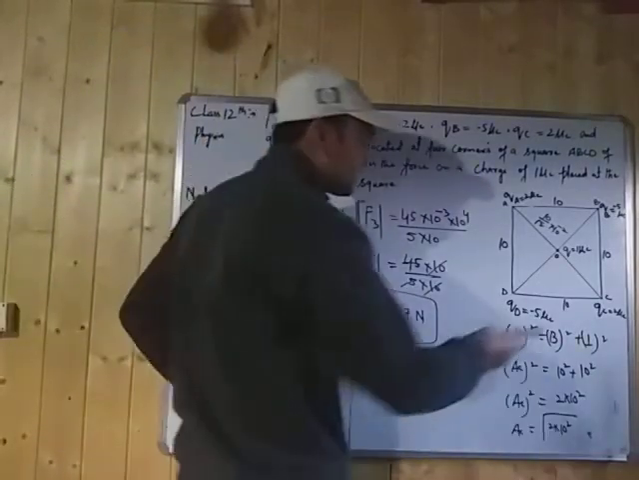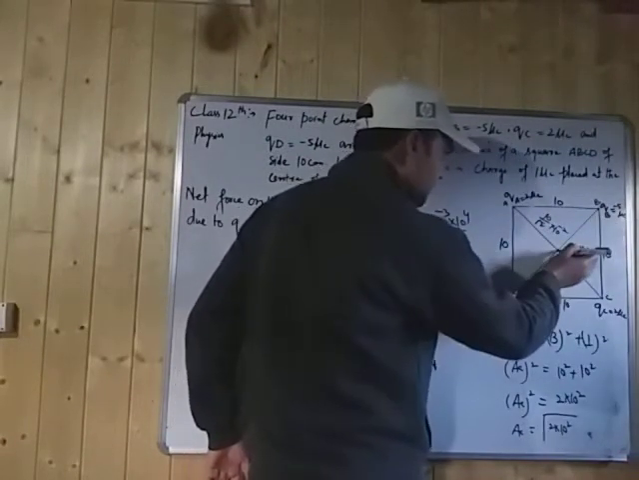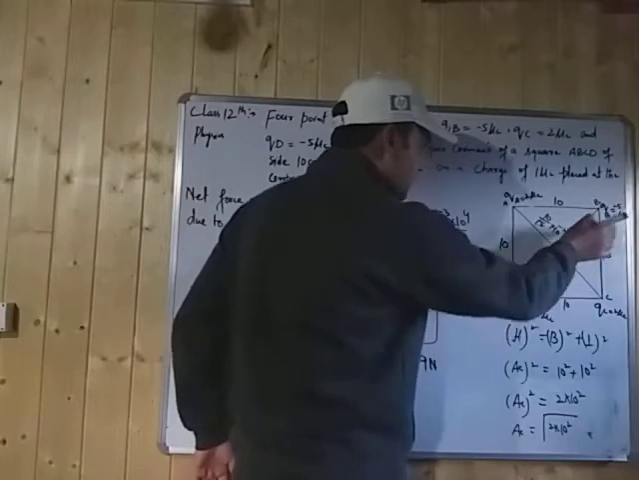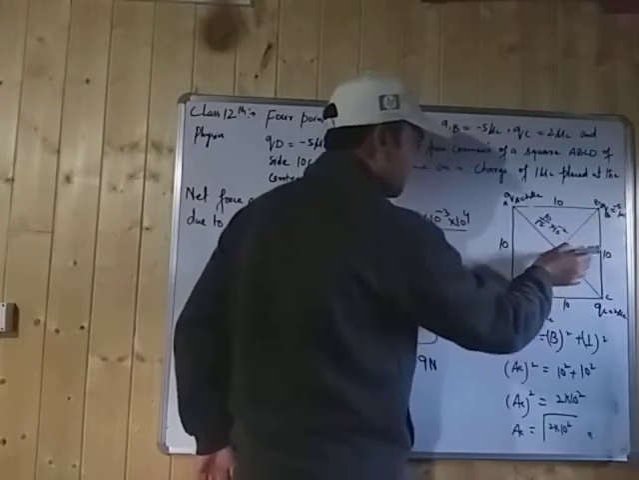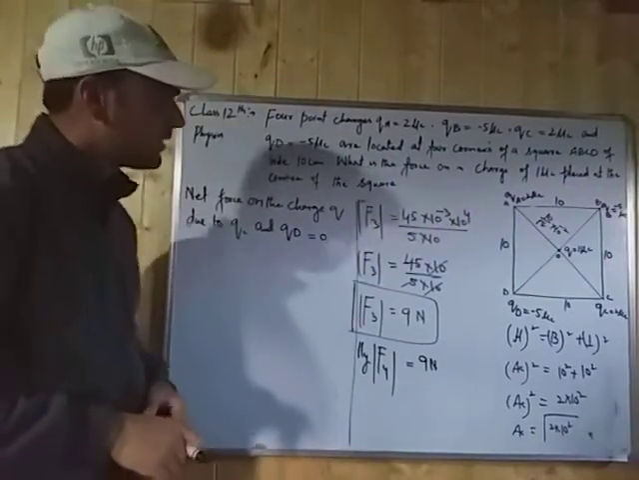So if you look from here, the force will be in this direction. And if you look from here, the force will be in this direction. So both have the same magnitude, from here also the same magnitude, from here also, but opposite in direction. So the net force will be 0.